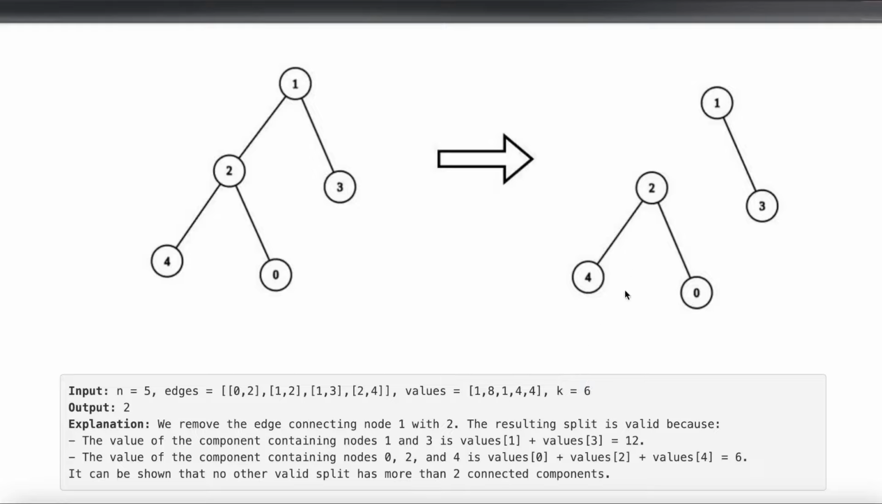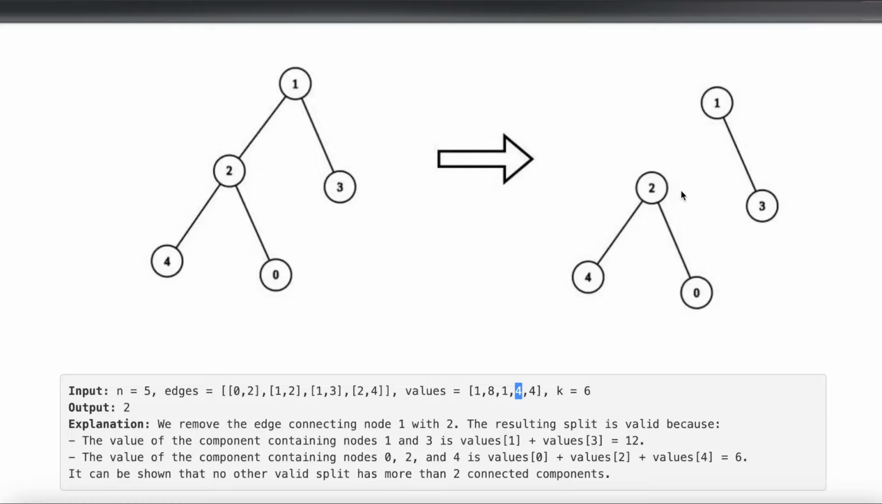Now here if you sum the values of 0, 2 and 4, the value of 0 is 1, the value of 2 is 1, and the value of 4 is 4. So 4 plus 1 plus 1 is 6, which is divisible by k. Similarly, if you sum up the values of 1 and 3, the value of 1 is 8 and the value of 3 is 4. So the sum is 12, which is again divisible by 6. So because the individual components' values are divisible by k, this is a valid split. So we found one valid split which has two components.